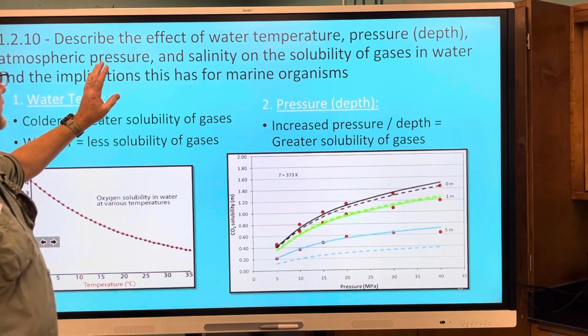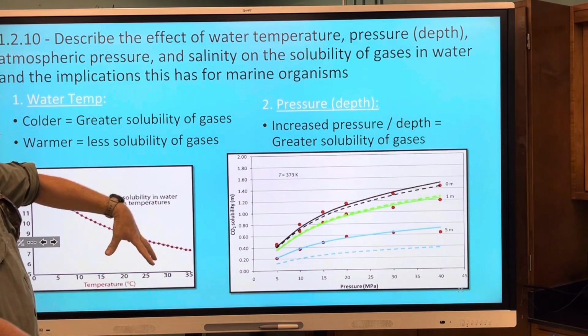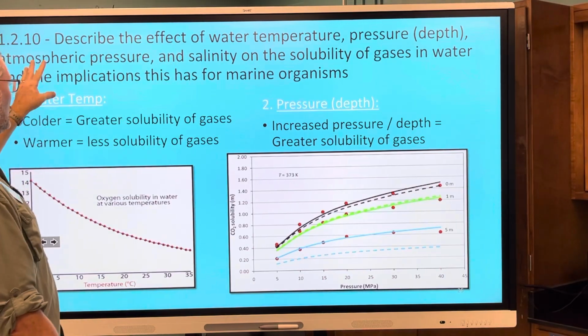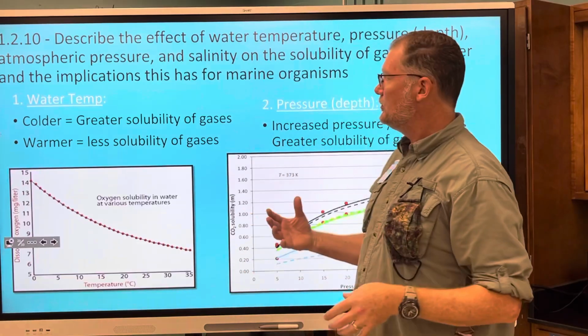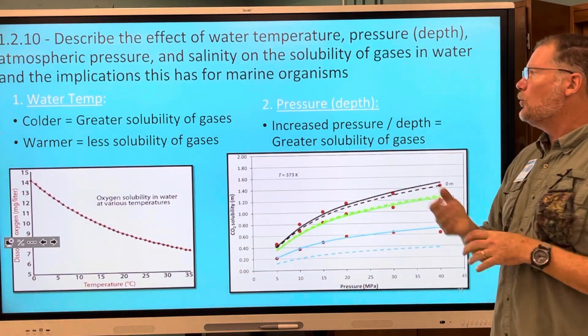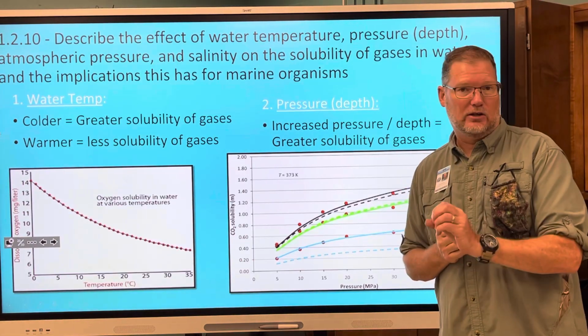So you need to describe the effect of water temperature, pressure, we're going to talk about each one of these things. Pressure increases with depth, right? Atmospheric pressure, so the greater the atmosphere, what happens? And salinity on the solubility of gases in the water, and what that means for marine organisms. That's the kind of kicker here, okay?